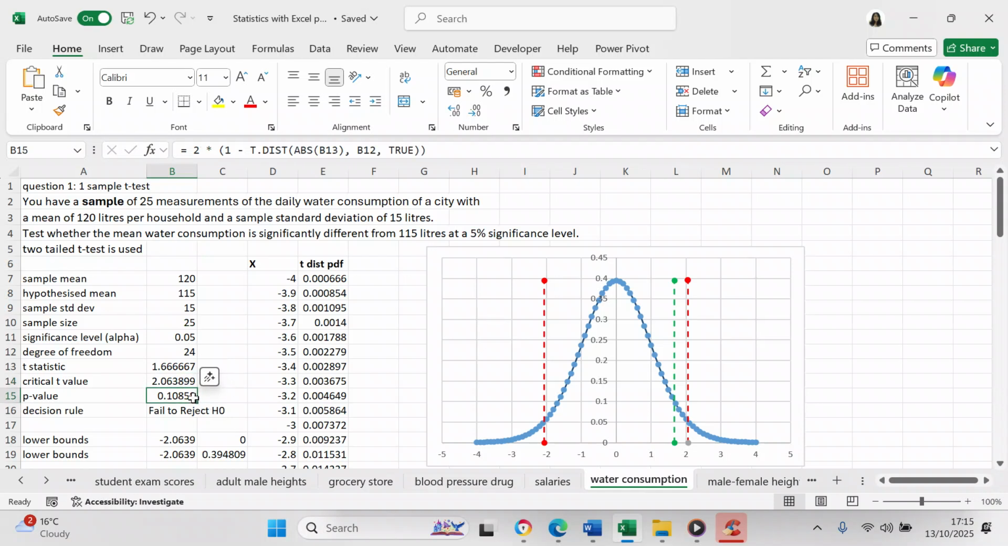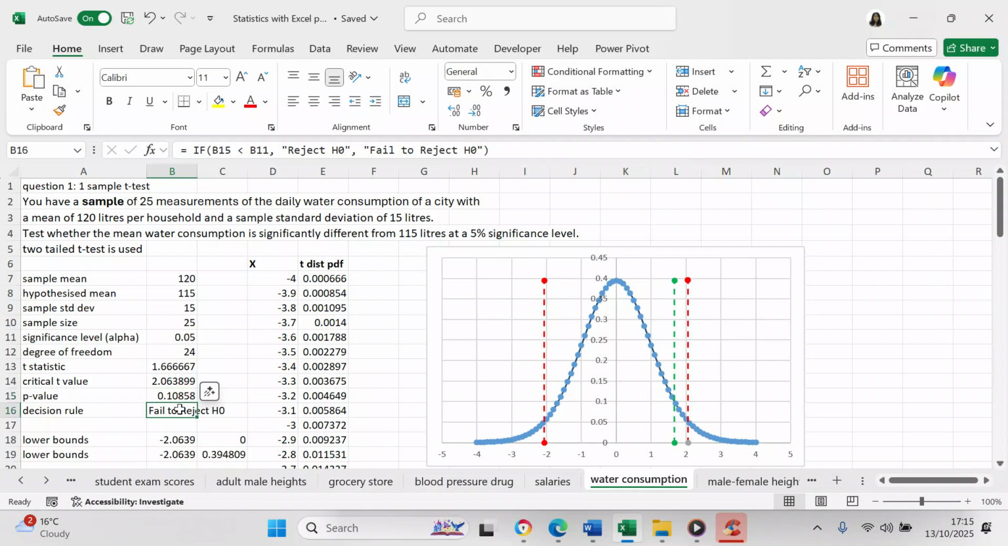Your p-value is 2 times, bracket, 1 minus T.DIST, brackets, ABS, that's absolute value, brackets, B13, that's your t-statistic, comma, TRUE. And that gives you a value of about 10%, close to 11%.